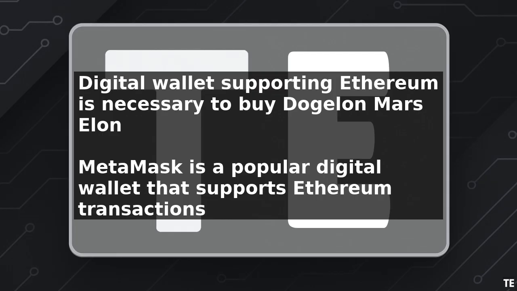Once you have your digital wallet, you need to add Ethereum to it. You can buy Ethereum from a cryptocurrency exchange like Coinbase or Binance, and then transfer it to your digital wallet.